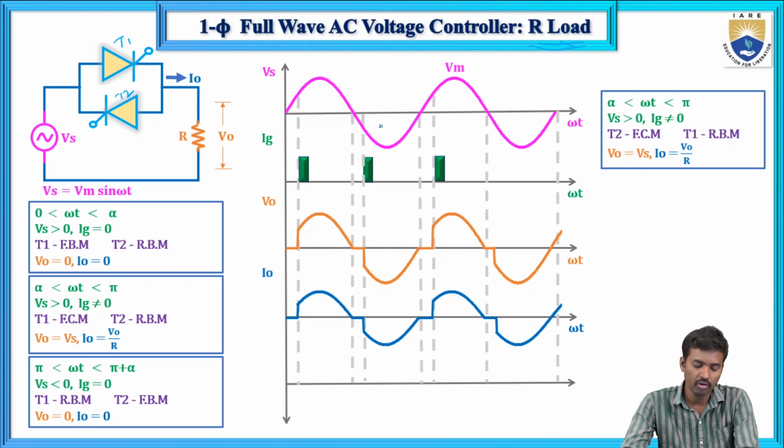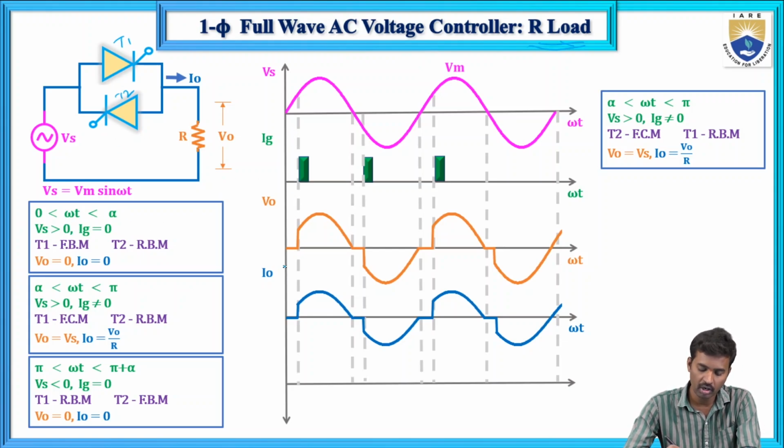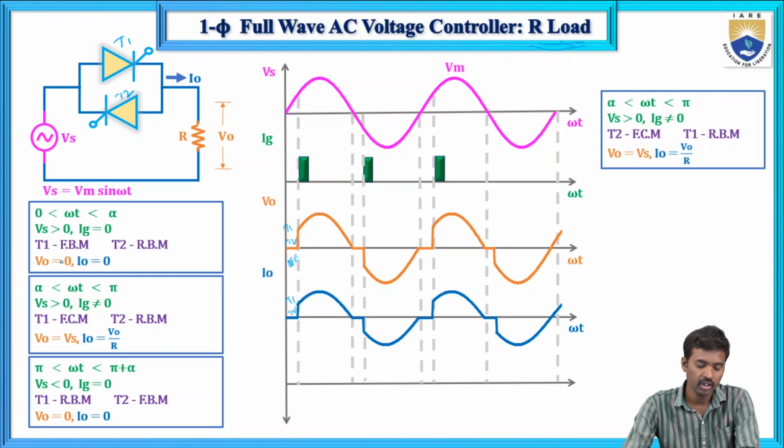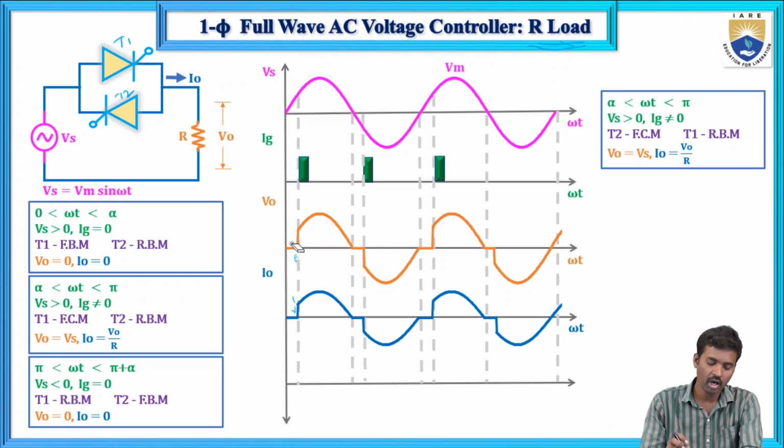First, from 0 to alpha, both T1 and T2 are in off condition. Here T1 is in forward blocking mode and T2 is in reverse blocking mode, and V0 equals 0 and I0 equals 0. Next case, from alpha to pi.